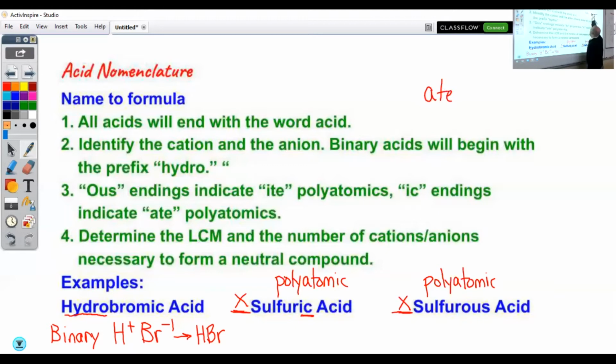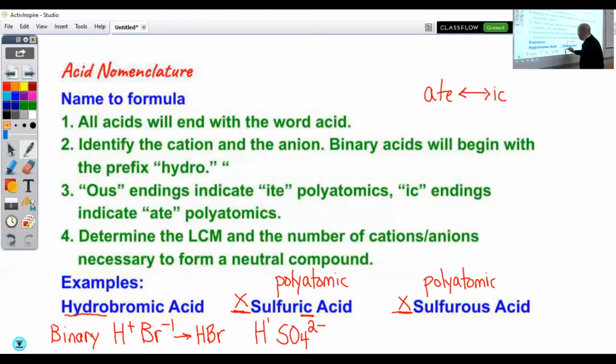If it ends as IC, we're going to go back to the ATE ending. So if you remember from the previous slide, we said that nitrate became nitric. So now we're working backwards. If we see the IC ending, we know that we started off with nitrate. In this case, we see the IC ending, so we know we started off with sulfate. So sulfate on your polyatomic ion sheet looks like this, SO4 2-.